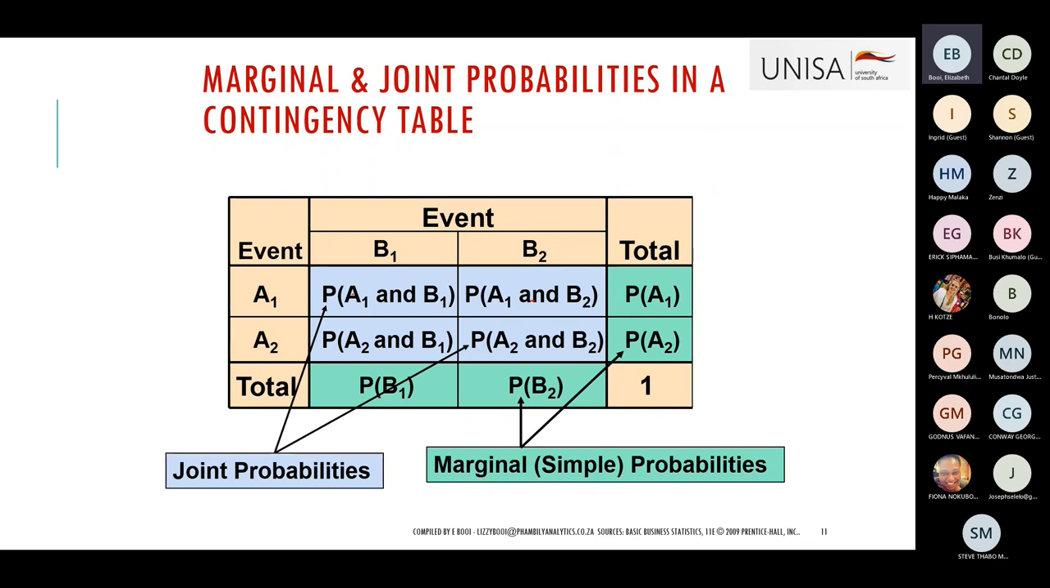What we also need to realize is that the sum of all probabilities should be equal to one. So if I add everything inside the joint probabilities, all these four quadrants, they should give me one. Or if I add the totals, whether I add along the row, the probability of B1 plus the probability of B2 should give me one, or the probability of A1 and the probability of A2 should give me one as well.